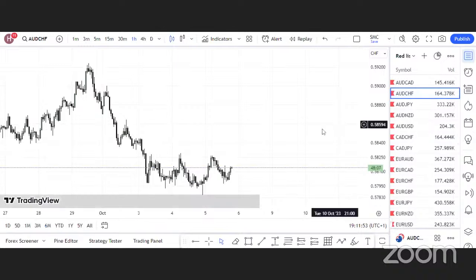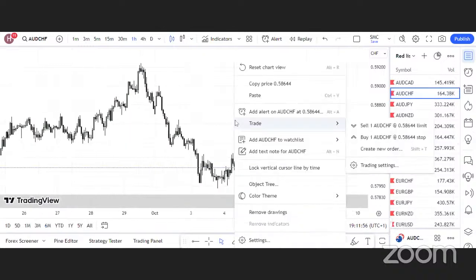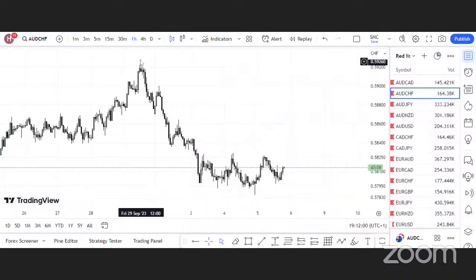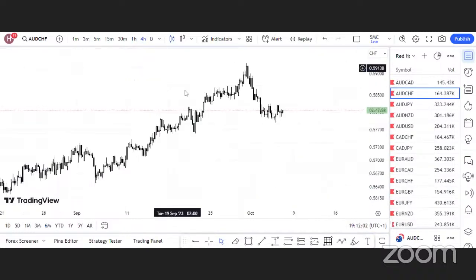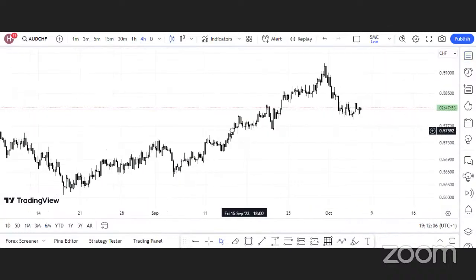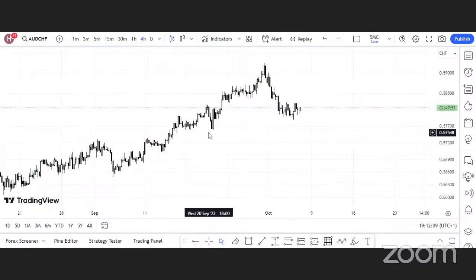So let's make another analysis. Let's do it for AUDCHF. Let's delete everything that is there and then make a fresh analysis. So this is the 4 hour time frame.